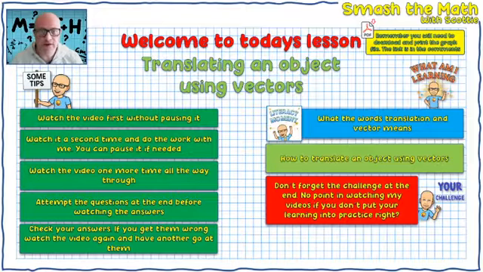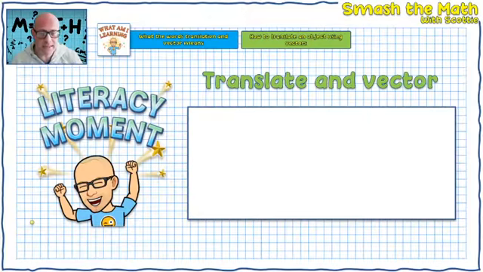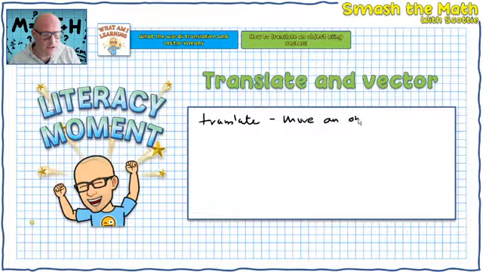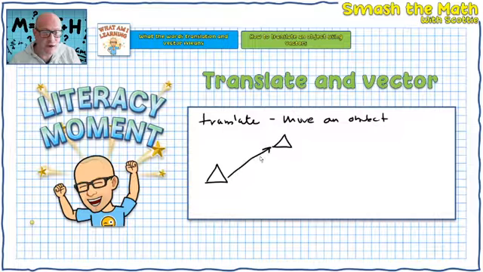Okay, so let's have a look first at what these two words actually mean. Translate, with regard to maths, basically means to move an object. So if I've got a triangle at one position, normally on a graph, and I move it to another position, that means I've translated it. I've moved it from one place to another. That's all it means, okay? To translate is to move.